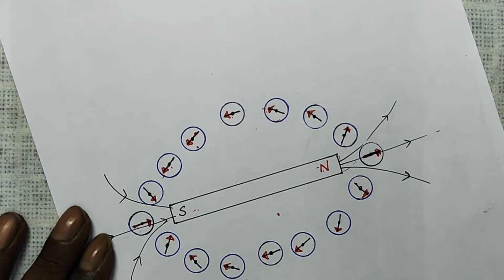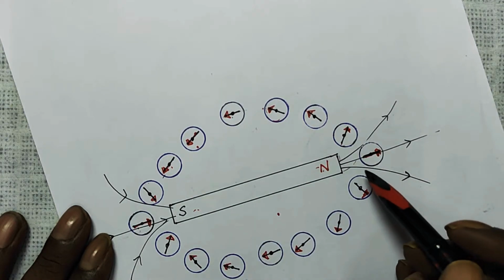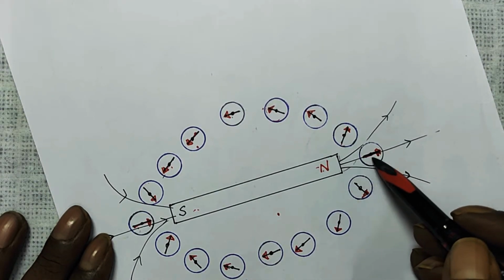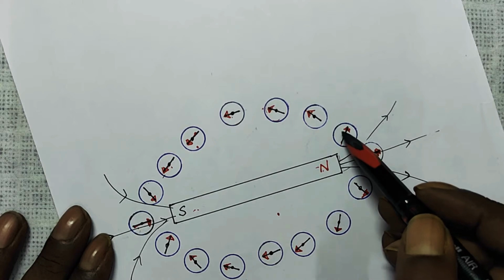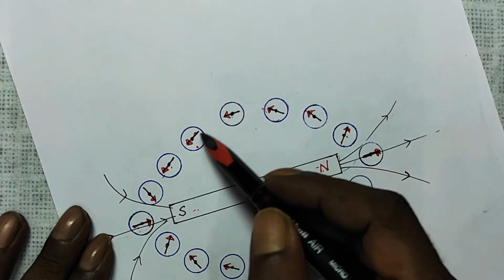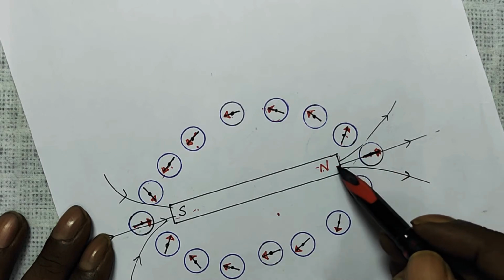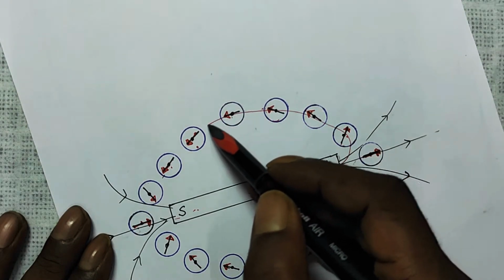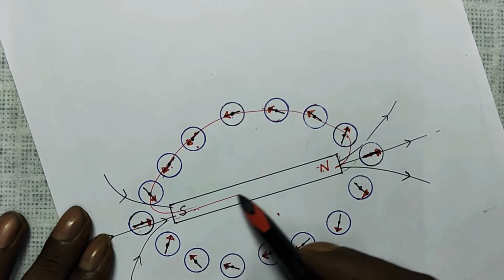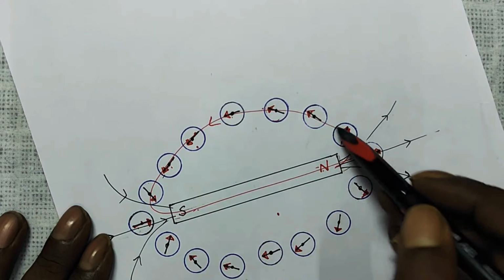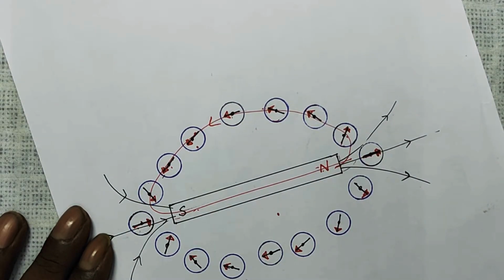Now, if you join this point, this point, this point, and so on, with a free hand, you get a line like this. Right? This is called a magnetic line of force due to this bar magnet.